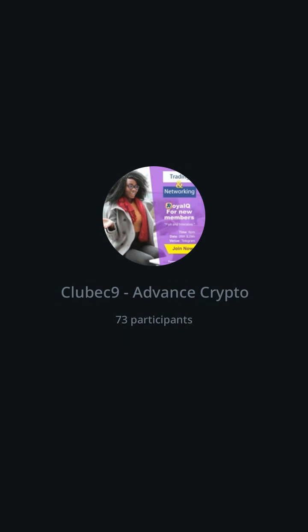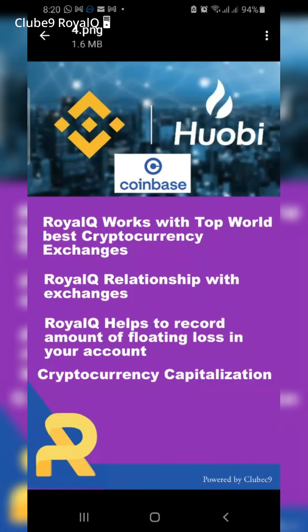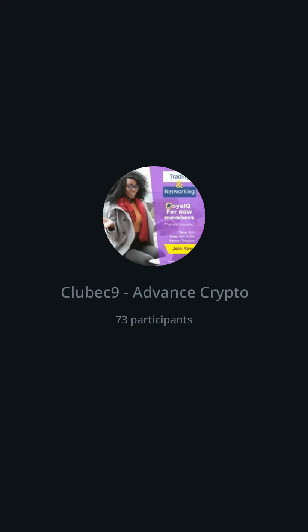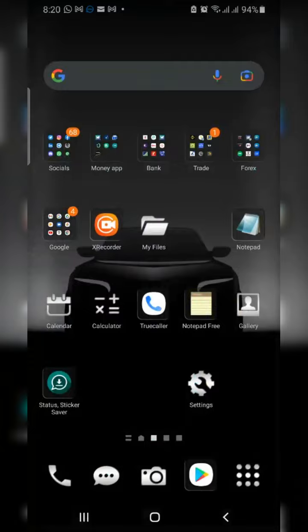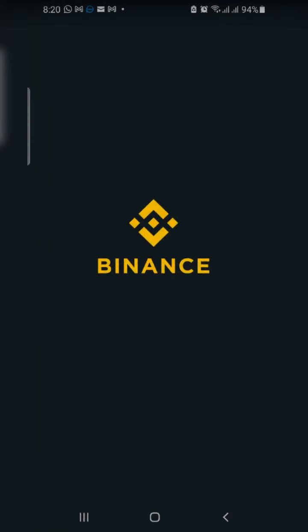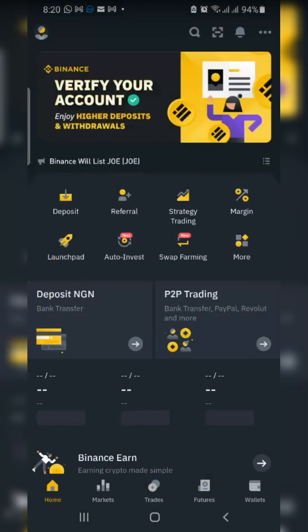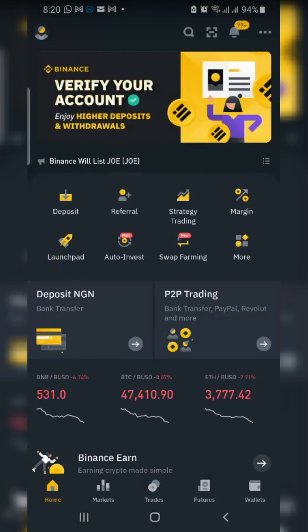Now, ROYALQ works with the top exchanges. Before I move into this aspect, let me just show us the market movement. Let's see how the market looks. Yes, so I'm opening my Binance. This is my Binance, because everybody can see from Binance. It's very, very easy, right?